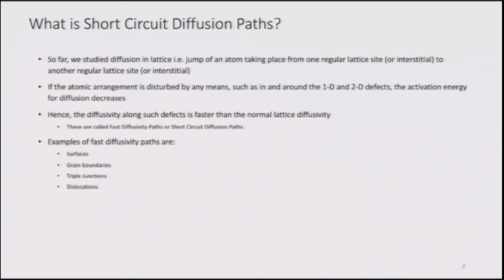Some examples of such fast diffusivity paths are surfaces, grain boundaries, triple junctions and dislocations. So, let us see one by one how these are fast diffusion paths because of the atomic disarrangements. So, let us first consider surfaces.